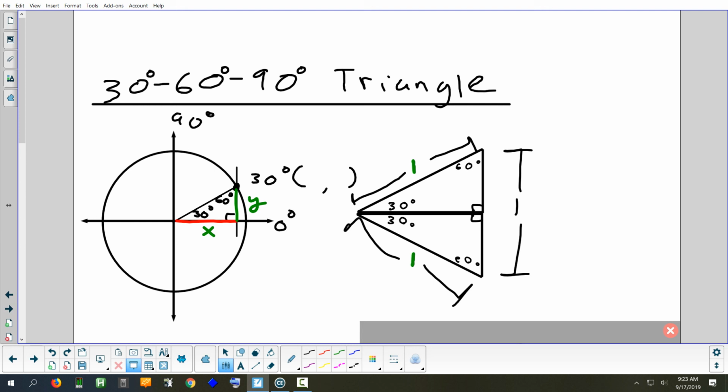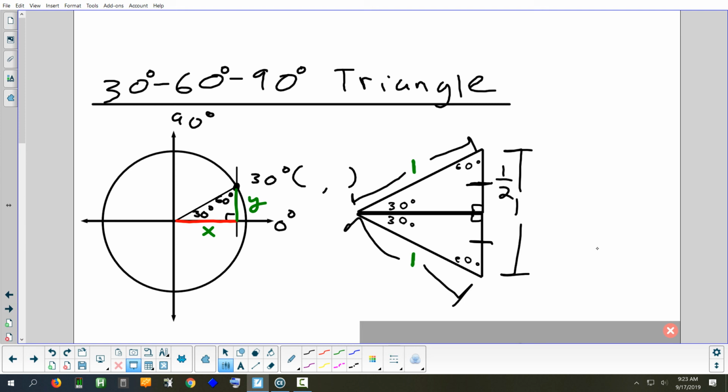We know that this and this are congruent. Why? Because all I did was make a mirror image of it. They're the exact same length. So if you've got two sides that are the exact same length and they have to add up to 1, that has to be a half. Now we don't have 3 unknowns anymore. So now we actually know the y value is a half.